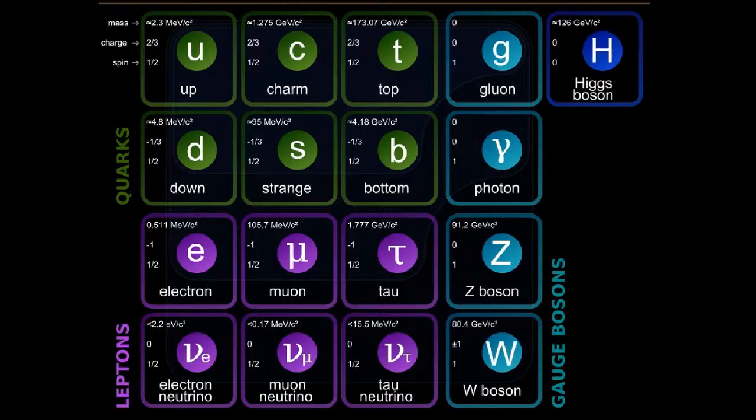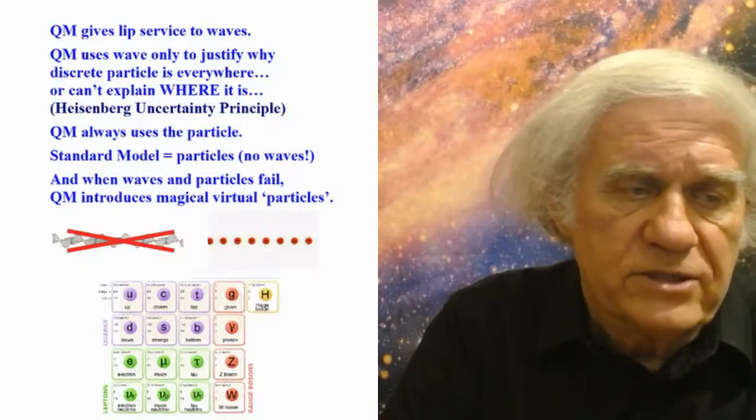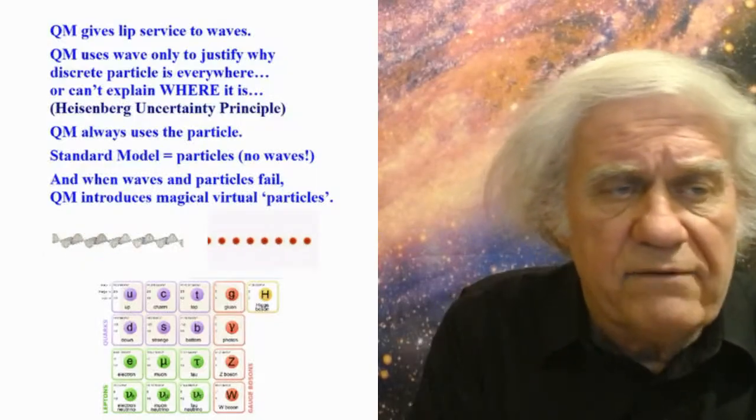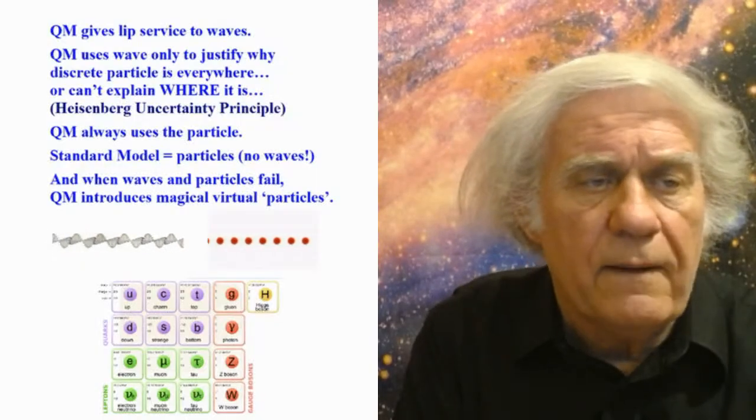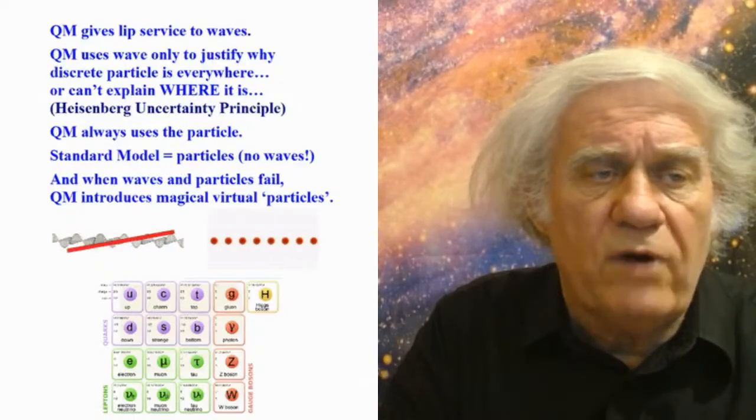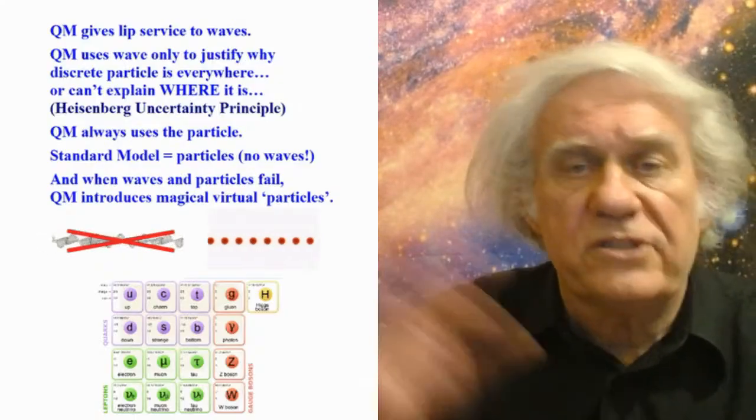And again, it wouldn't make any sense in great measure, because a wave is just a bunch of vectors. It's just numbers. They use that concept, but they turn it into a physical object. They say the wave moves or travels or whatever. So essentially they replaced the waves with particles. That's why quantum has survived all these years, and they give lip service to the waves. Quantum uses the wave only to justify why a discrete particle is everywhere.